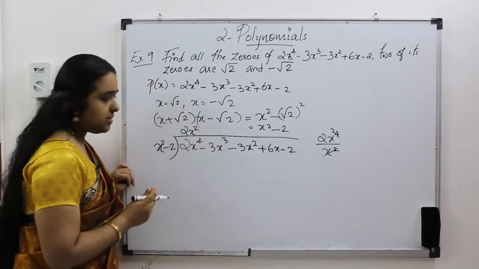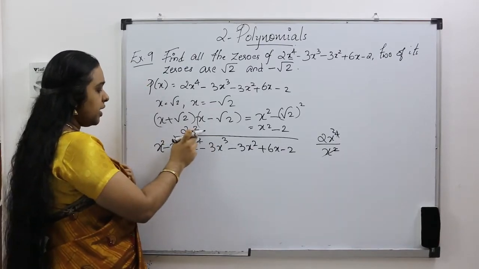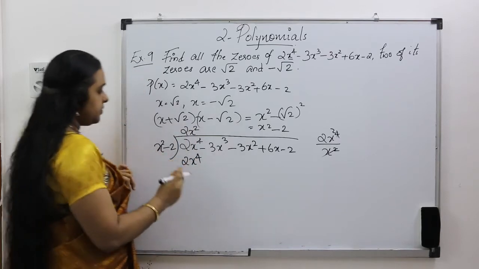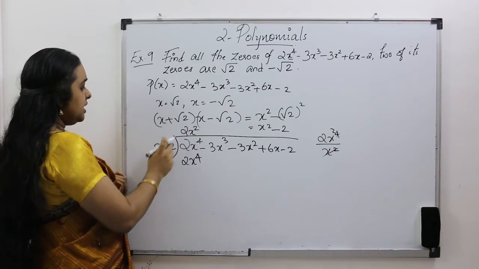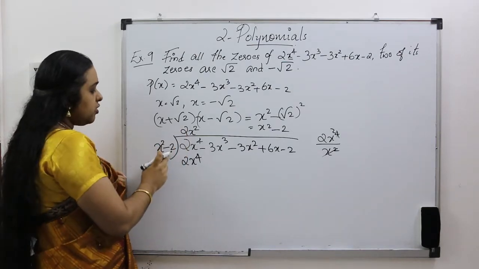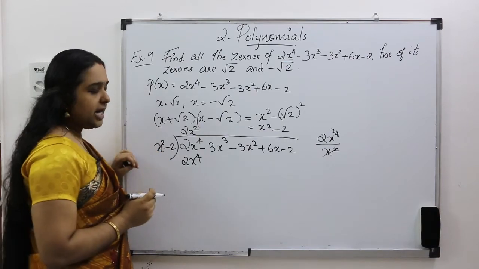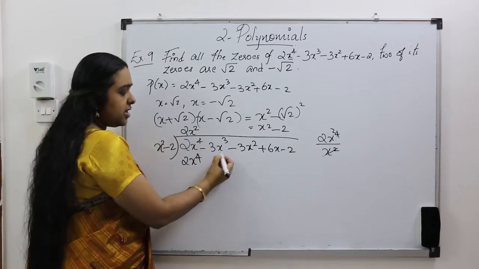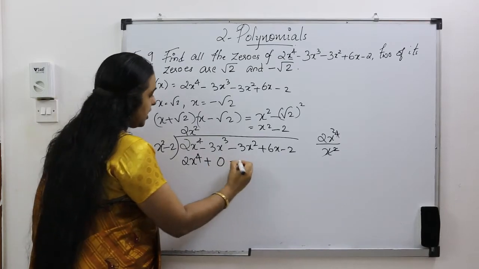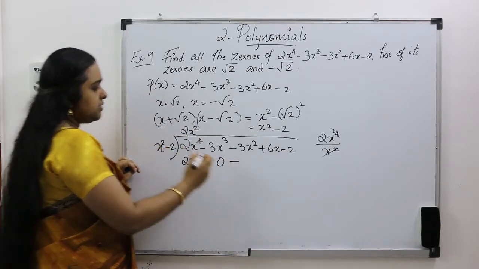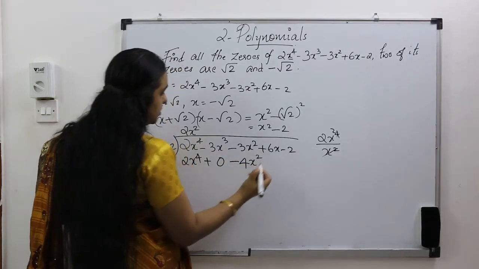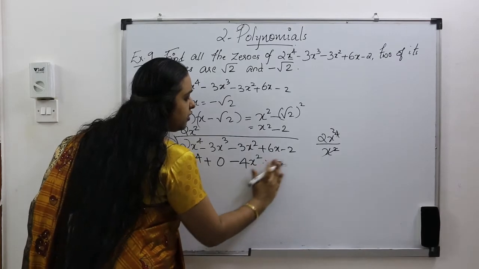Then what is the next step? 2x square into x square is 2x raised to 4. Then 2x square into minus 2 is minus 4x square. Do we have a term of x cube here? No. Then we will put 0 x cube minus 4x square.